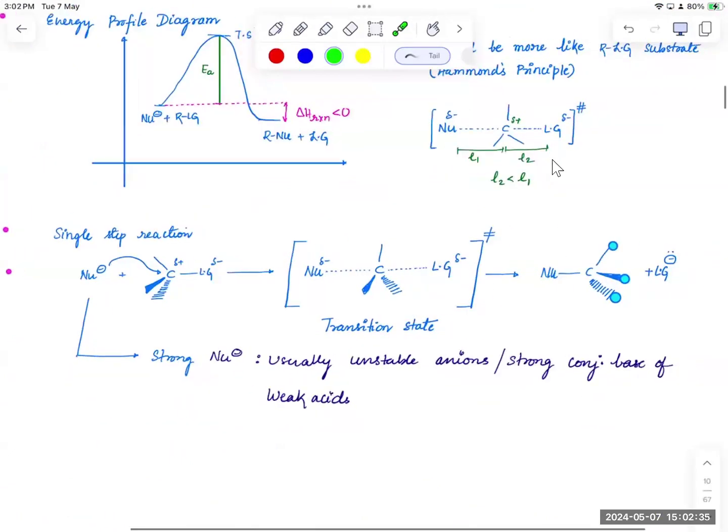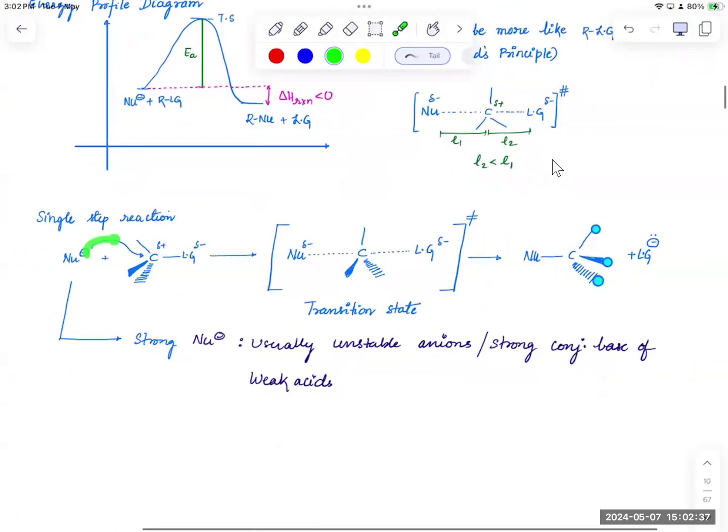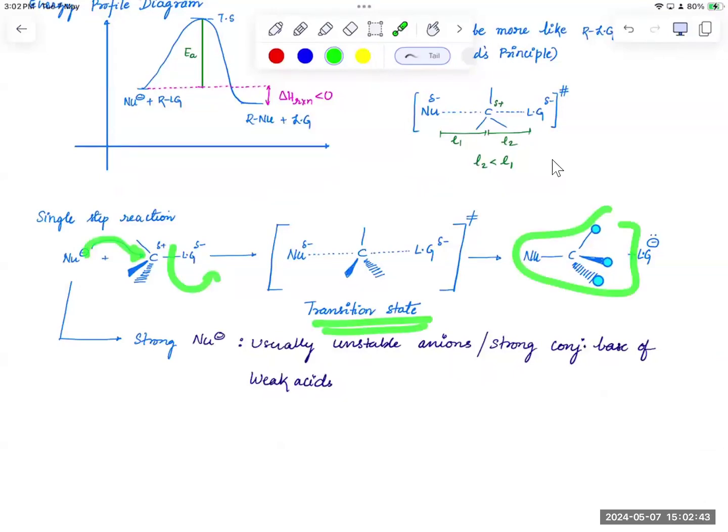Next, you can see it is a single step reaction. The nucleophile will attack from one end, the leaving group will leave from one end. This is the transition state. This is the product forming. Now, if the nucleophile has to attack and the leaving group has to leave simultaneously, what type of nucleophile is favorable? It is always a strong nucleophile that is favorable.